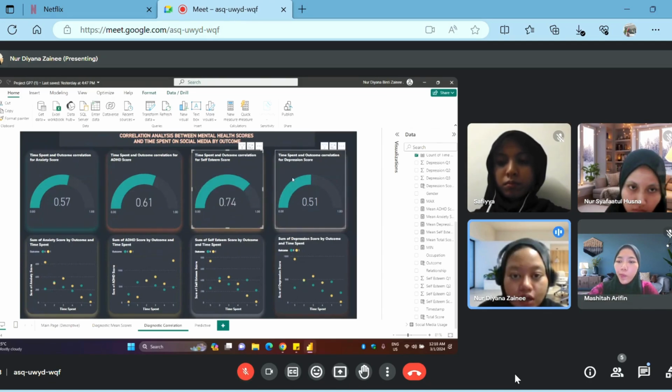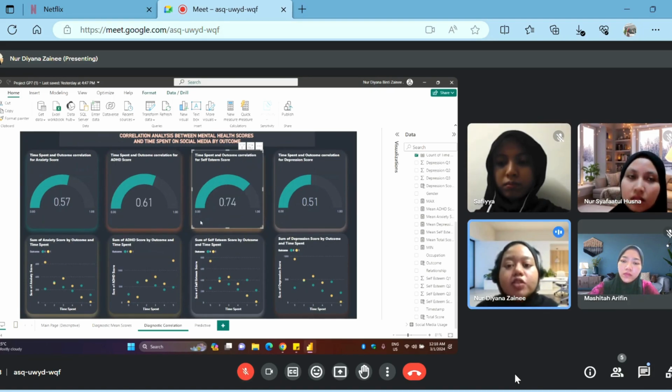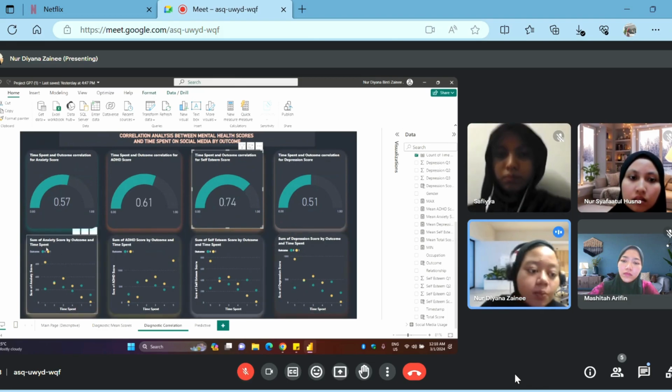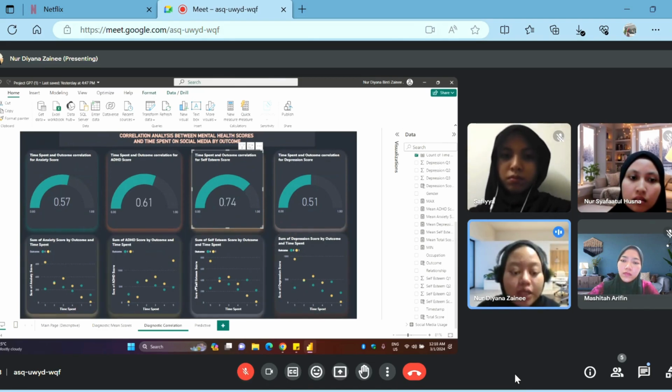So all of these correlations by outcome are positive relationship regressions, which means if the time spent is increasing, the mental health score also increases. And for the graph below, we can see the scatter plot between the sum of the mental health by outcome and the time spent.